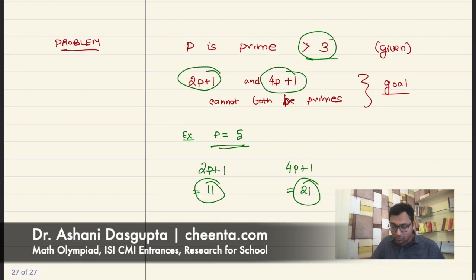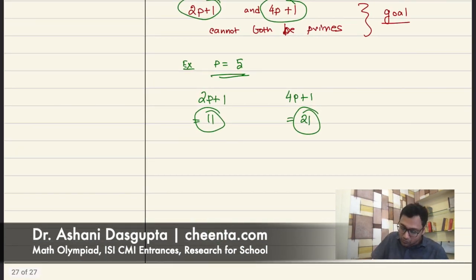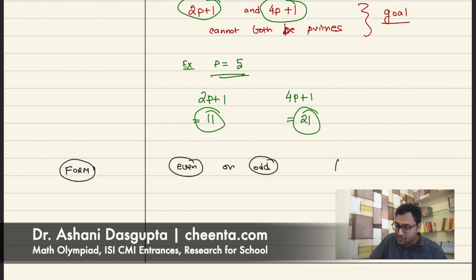Okay, so how do we go about it? To do that, we will have to talk about forms of numbers. I'll give you an example. Numbers can be even or odd. This is based on division by 2. Now what does that mean? Well, if you divide a number by 2, the remainder is either 0 or 1.